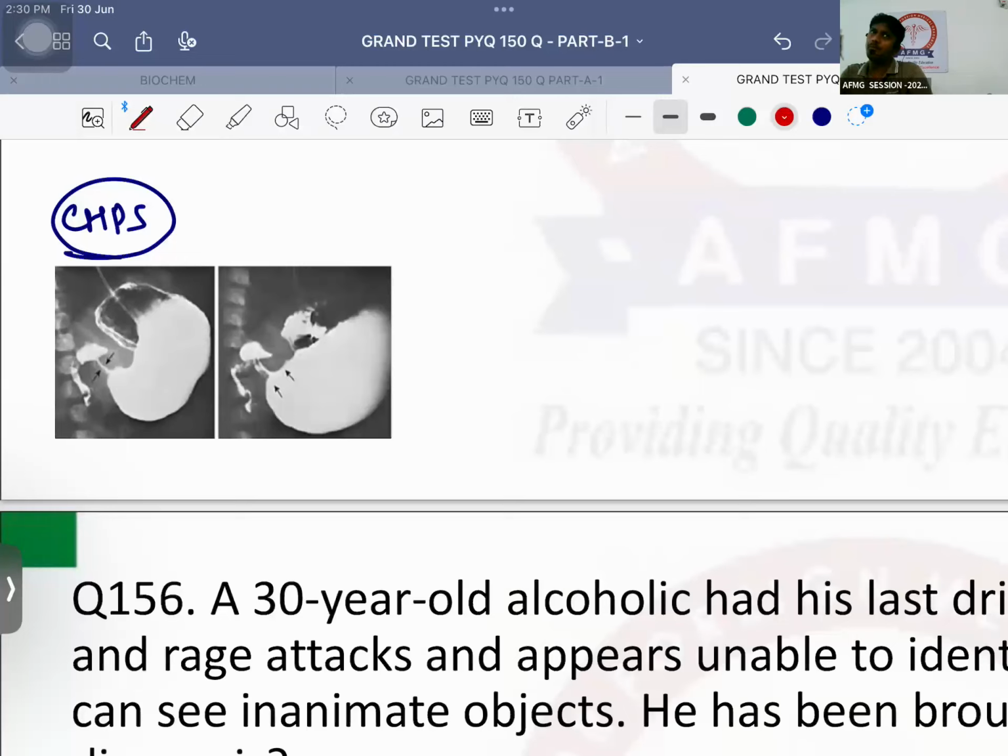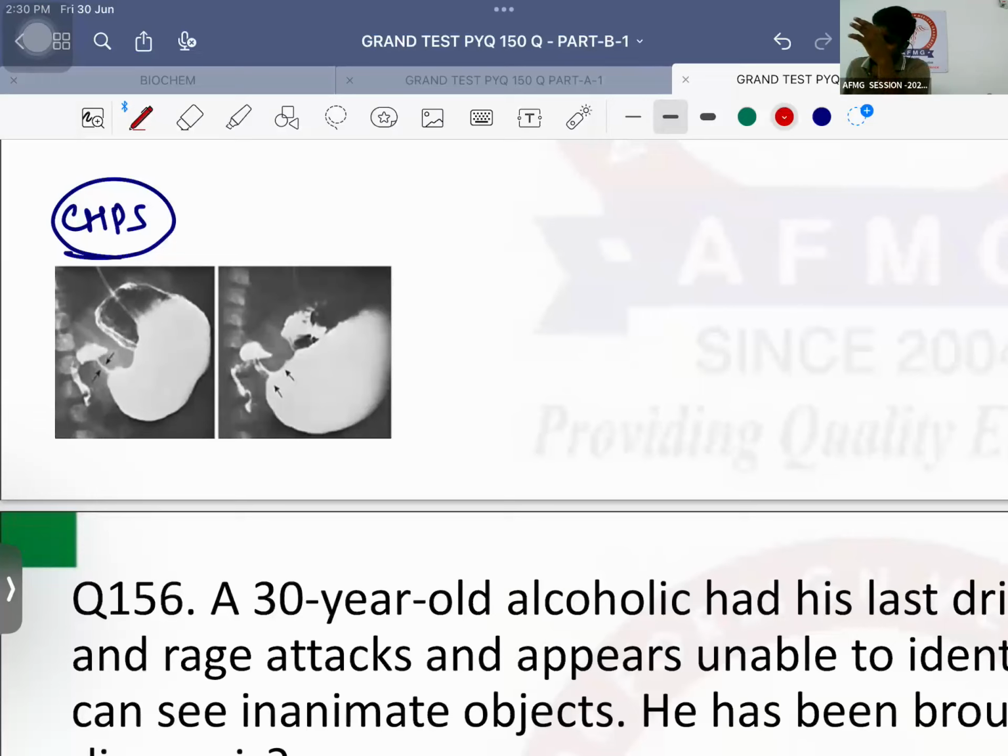ठीक है, and the complaint will be projectile vomiting. If the child is presenting after 2 to 3 weeks of birth with non-bilious projectile vomiting, diagnosis is CHPS. If I say the neonate is presented at birth with bilious projectile vomiting, diagnosis is very good, duodenal atresia. That's the basic differentiating feature. ठीक है, यहाँ पे तो definitely it is a case of CHPS.